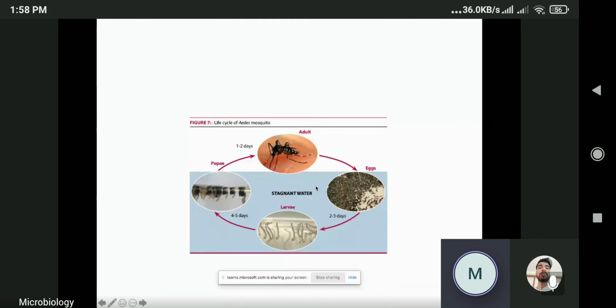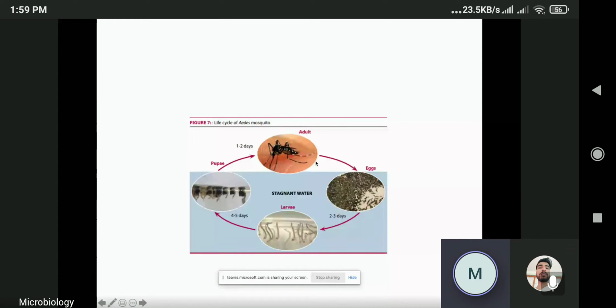The very important point is why these mosquitoes are more common in the rainy season. Okay, because these eggs may remain viable for years, even in dry conditions. Okay, but they develop further when they come in contact with water or moisture. Okay, so that's why they develop into larva and then pupae and then adult.